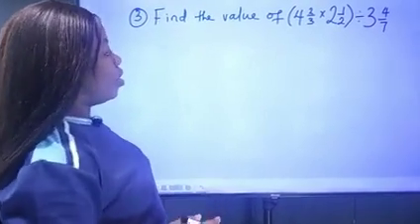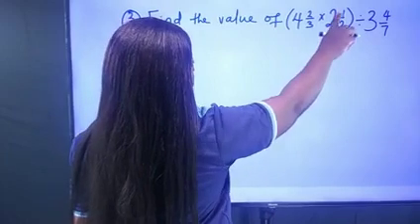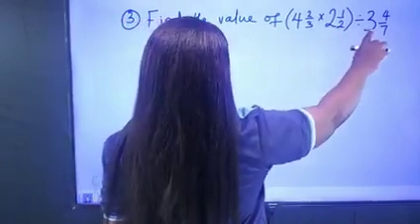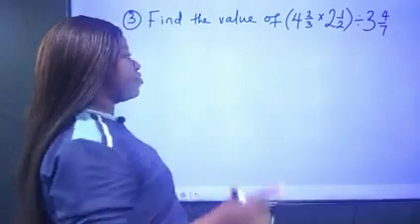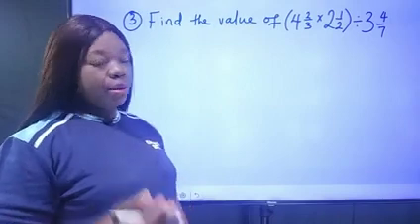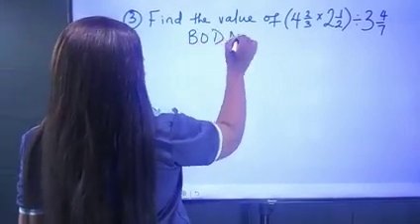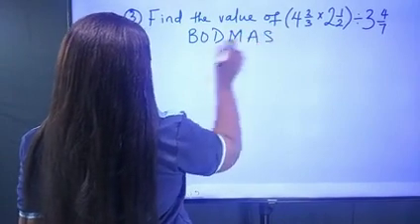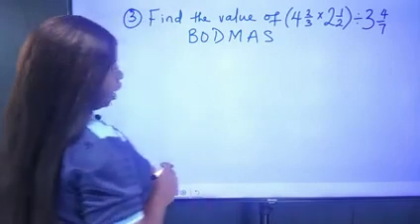Find the value of, open bracket, 4/3 times 2.5 close bracket divided by 3/4, that's 3 whole number 4/7. Now when you have an operation like this, you apply BODMAS. Now the full meaning of BODMAS is brackets, order, division, multiplication, addition and subtraction.